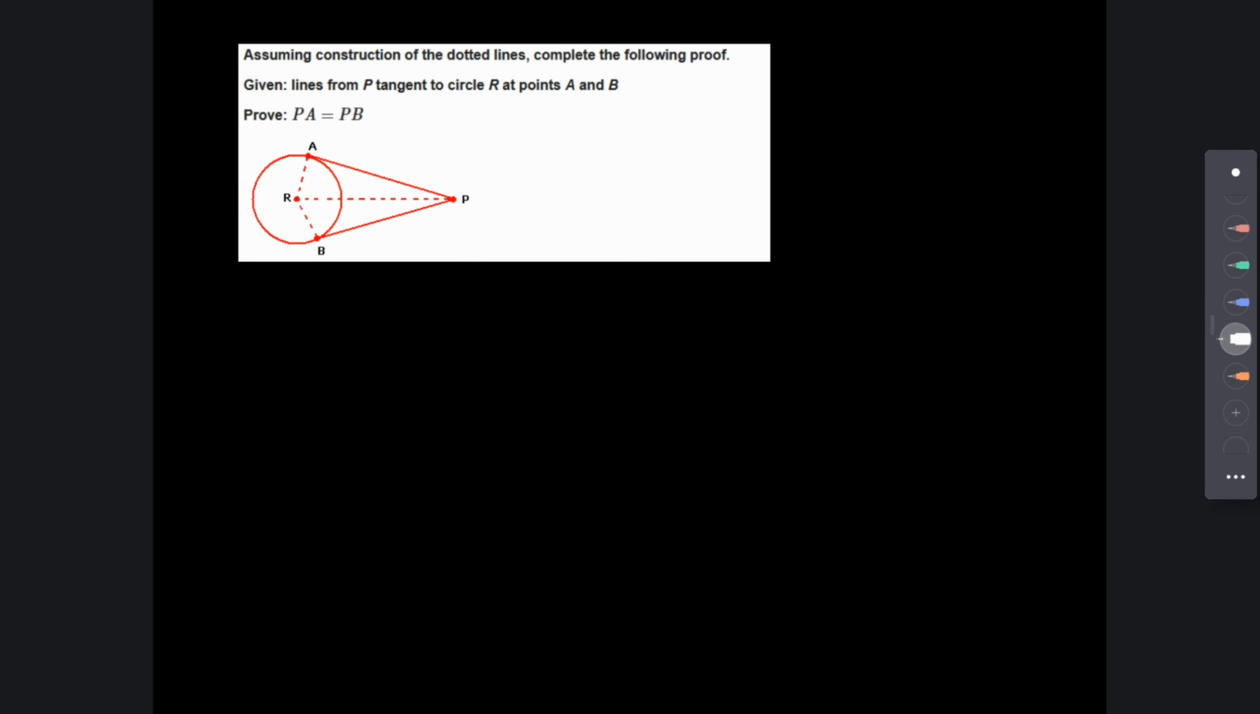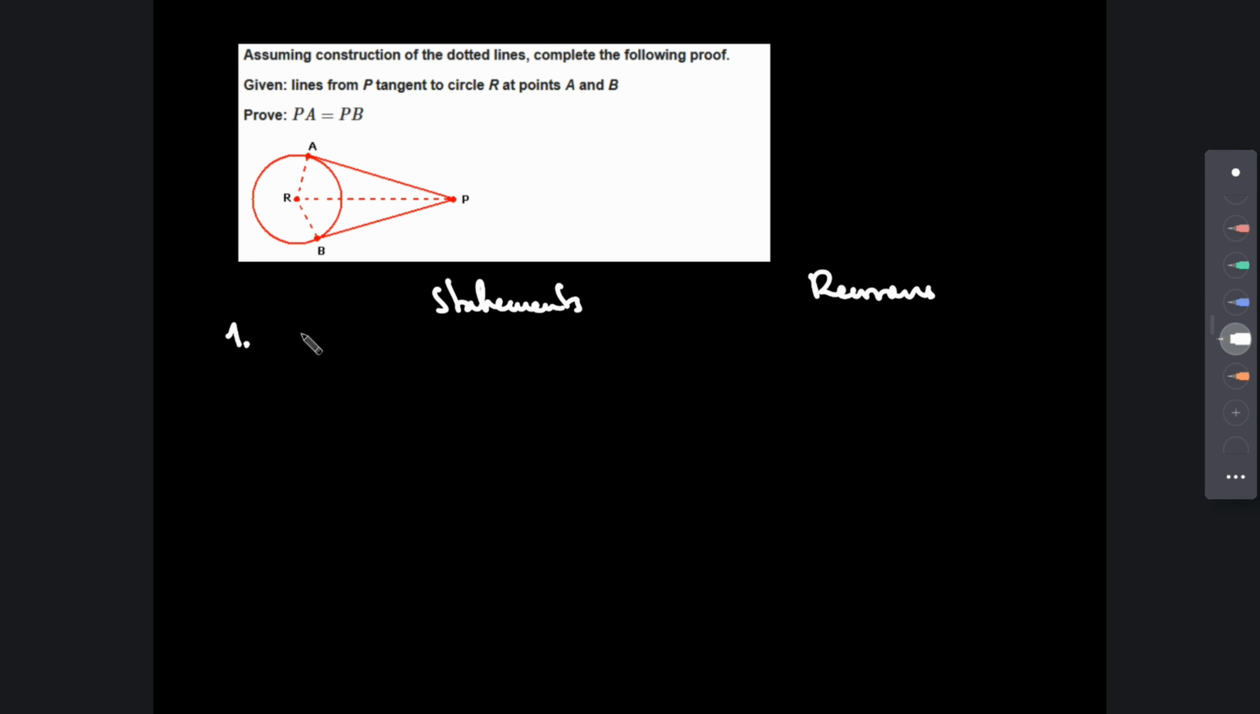All right, this one is a little bit more interesting. So we have again our statements, and we're going to list our reasons. So like always, the first one is going to be the given. It says, assuming construction of the dotted lines, complete the following proof. Given lines from P tangent to circle R at points A and B. So we know that lines from point P are tangent to circle R at points A and B.